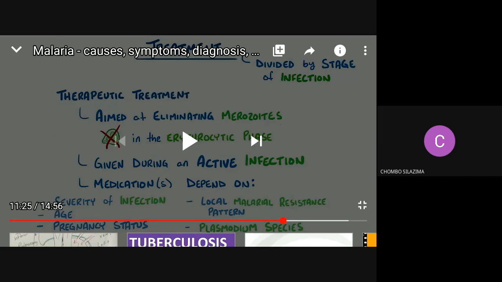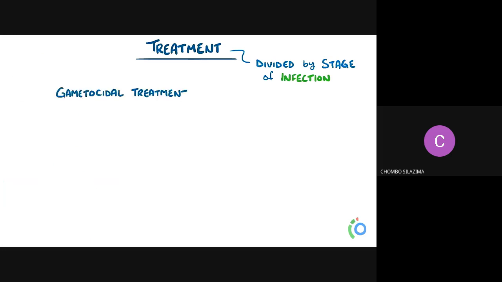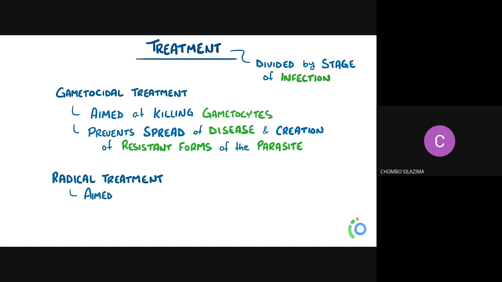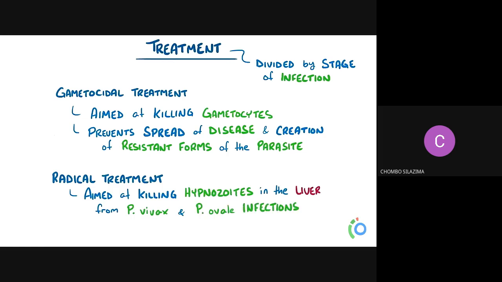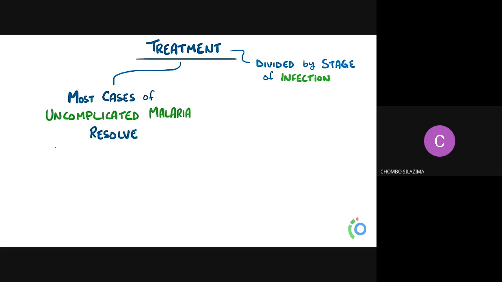It's also important to not take the same medication to treat an active infection that was previously used as chemoprophylaxis. Gametocidal treatments are aimed at killing gametocytes, which prevents spread of disease, and thus the creation of future resistant forms of the parasite. Lastly, radical treatments are aimed at killing hypnozoites in the liver from a Plasmodium vivax and Plasmodium ovale infection. For the most part, cases of uncomplicated malaria resolve with treatment.